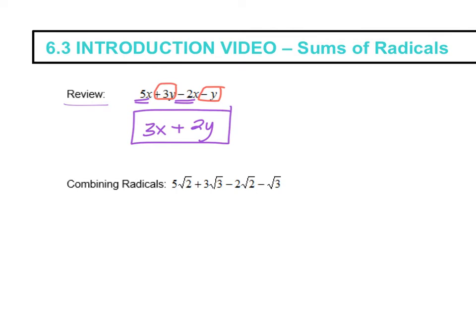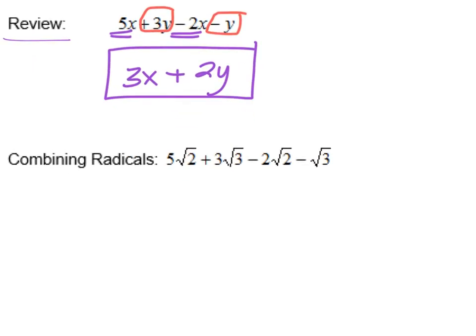So now that we're talking about radicals, what makes a radical a like term? It all comes down to the radical itself. In this case, we have square roots. So here is a 5 square root of 2. That means that we have 5 of these square roots of 2. Here we have 3 of these square roots of 3. We're subtracting 2 of these square roots of 2, and then we're subtracting, think of this as having a 1 in front, 1 of the square roots of 3.